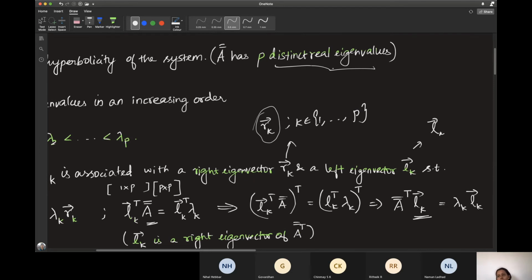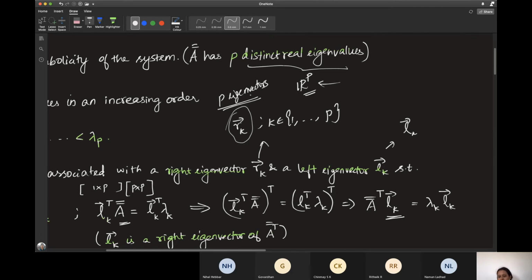When you have such p vectors that are linearly independent, they'll obviously form a basis for the space Rp. That is, any linear combination of these p linearly independent eigenvectors can give you the whole space Rp. Any vector in the space Rp can be obtained as a linear combination of just these p eigenvectors. Have you heard of this, or is this completely new?